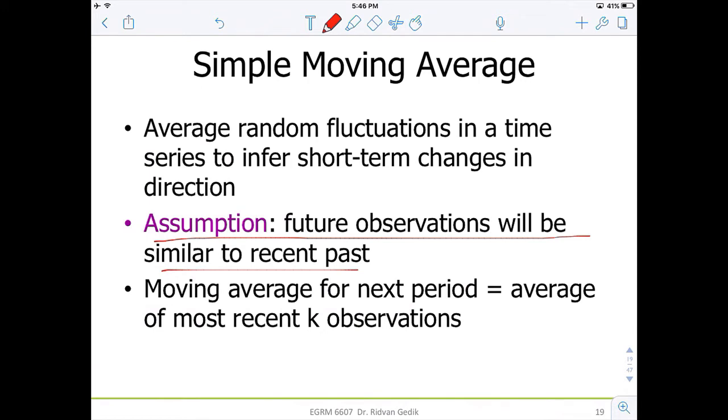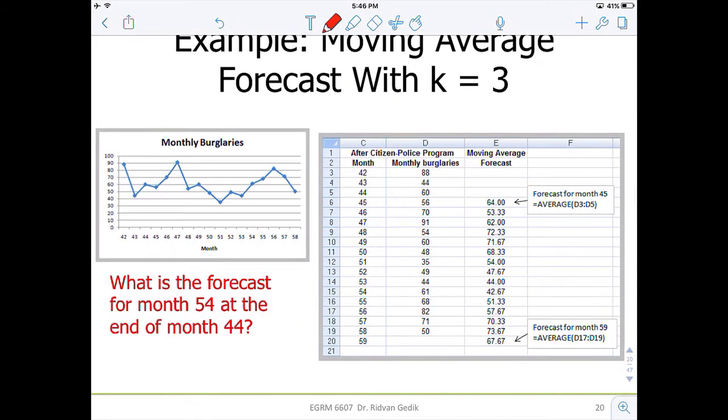So if you have data that represents similar observations, then this might be the forecasting technique for you to use. What it does is very simple. That's why it's called simple moving average. The forecast for the next period is going to be equal to the average of the most recent k observations. What do I mean by that?